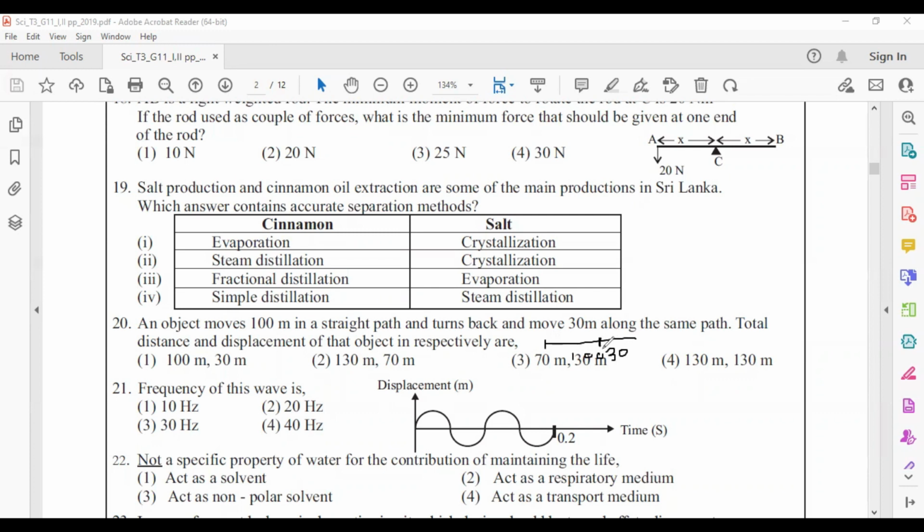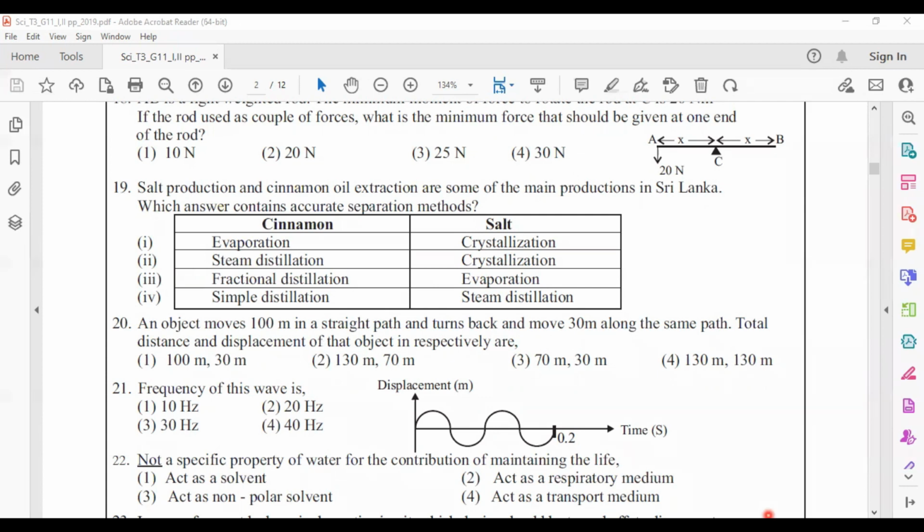You know the distance means the total distance of the pathway that travel. Then he traveled 100 meters and 30 meters. So you have to add both together. 100 plus 30 is 130. And the displacement means the distance between starting and ending point. After subtracting 30 from 100, you can take this length, it is 70 meters. So answer number 2 is the correct answer.